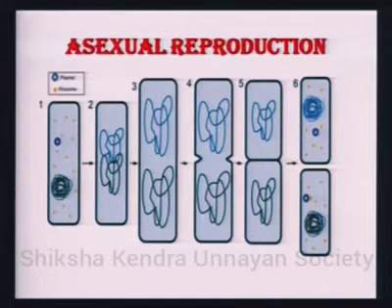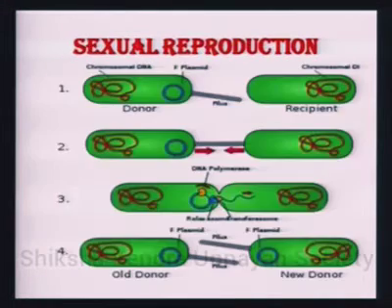In this particular slide, the same thing has been discussed. They can also reproduce by sexual method, and this sexual method of reproduction takes place by conjugation. Now, in conjugation, one of the bacteria acts as a donor bacteria, whereas the second bacteria acts as a recipient bacteria. The donor bacteria gives out a pilus. Pilus, I've already told earlier, is made up of protein and helps to join with the other bacteria.